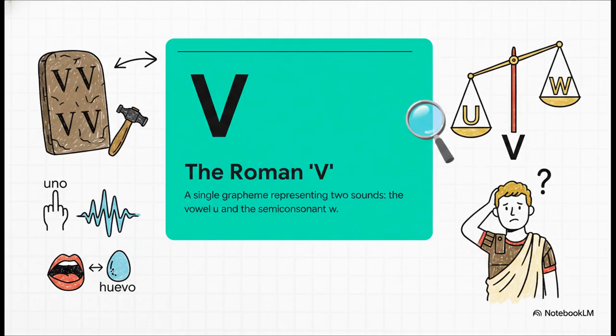But here is the absolutely crucial part. They used this one single symbol to represent two completely distinct sounds, depending purely on the phonetic context. They used it for the vowel sound U, like you hear in the word uno, but they also used that exact same letter for the semiconsonant sound wa, kind of like the initial sound in the Spanish word huevo. One letter pulling double duty for a vowel and a consonant sound. Just imagine being a Roman stone carver having to navigate that puzzle.